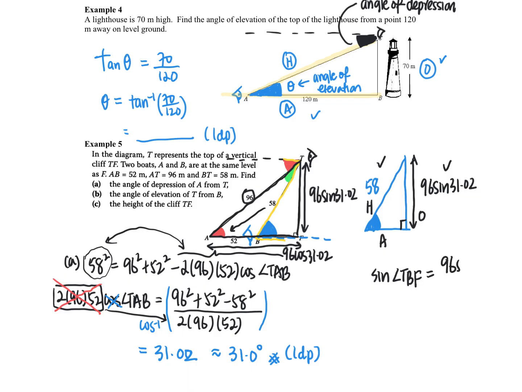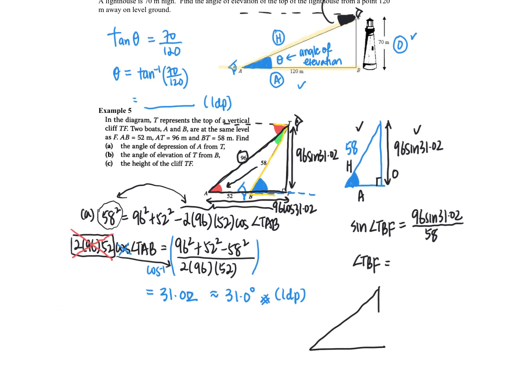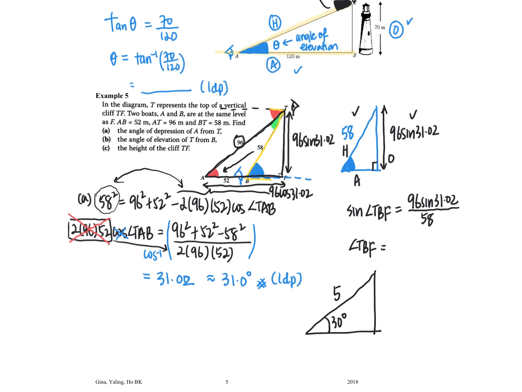So O over H. Remember what I told you all before: if you have the hypotenuse length, say this is 30 degrees and you know this is 5, the base will be 5 cosine 30 and the height will be 5 sine 30. This is a quick shortcut to find the base and the height using the hypotenuse.